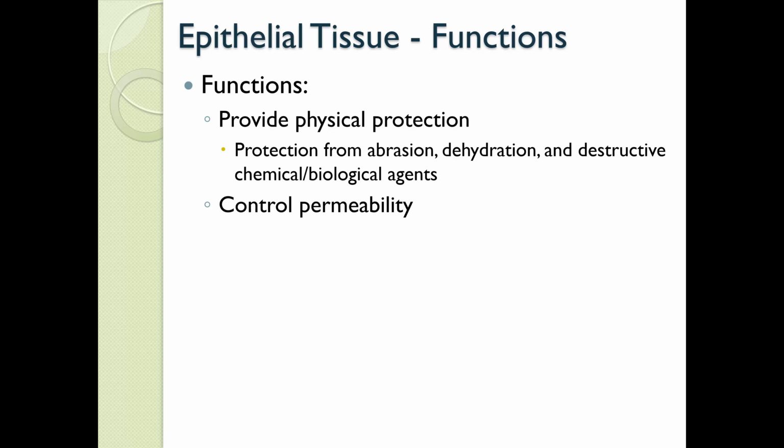They also control permeability in much the same way that the plasma membrane controls permeability for the cell. Your epithelial tissue can also control what crosses it. For example, the lining of your digestive tract can control what nutrients or chemicals you absorb and which ones you don't.